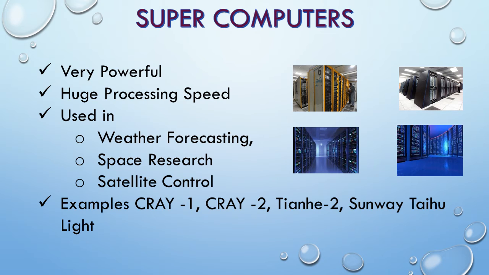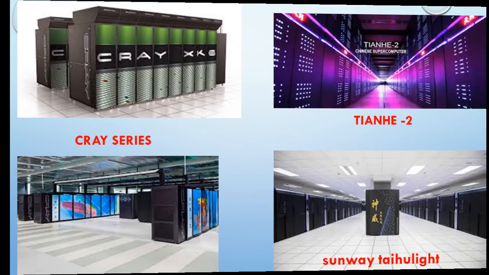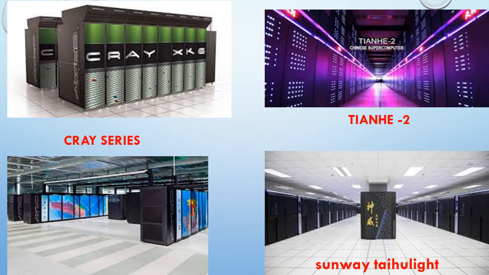Supercomputer is a computer with a high level of performance as compared to a general purpose computer. Their performance is commonly measured in floating point operations per second. They are very powerful, they run with high processing speed. They are generally used in weather forecasting, space research, satellite control, molecular modeling, climate research, oil and gas exploration. Examples of supercomputers are Cray, Tianhe-2, Sunway TaihuLight, Param.